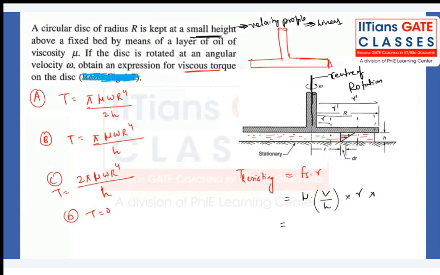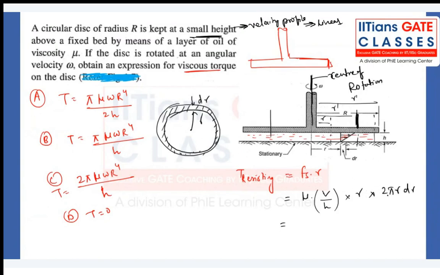When you think of the area, when you draw the top view, and at any radial location you consider a small elemental area, this elemental area is at a distance r from the center of rotation, having thickness dr. So what is the area on which it is acting? 2 pi r into dr.